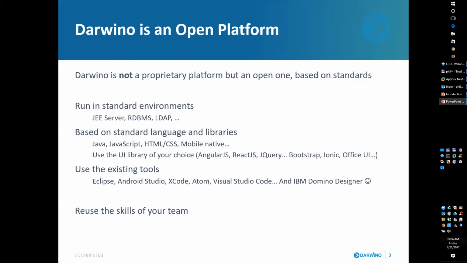So the main point of Darwino is if you're a Domino developer or if you're an IBM developer, you can reuse the skills of your teams. You can reuse what you already know when you're developing with Darwino. And last but not least, Darwino comes with the full source code. So there is nothing hidden. You can understand what's going on under the hood here.